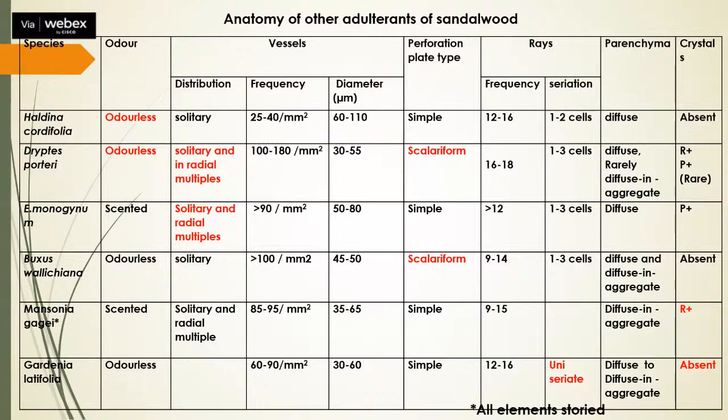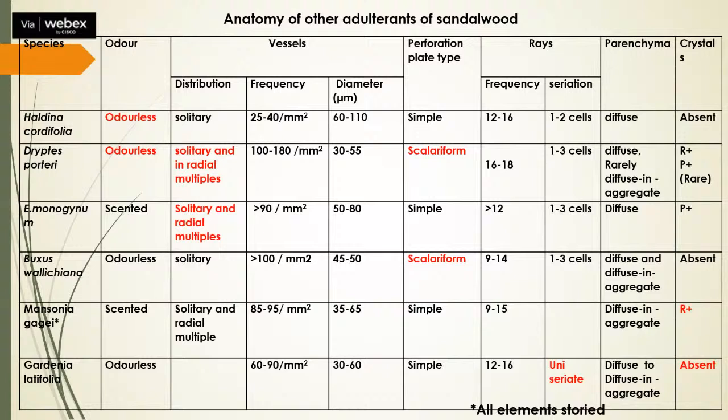In case of Gardenia latifolia, the ray seriation is uniseriate, whereas in other cases it is 1 to 2 seriate. And the location of the crystals plays a major role here. In case of Haldina, Buxus and Gardenia latifolia, there are no crystals, that means crystals are absent in both parenchyma and rays. In case of Erythroxylum monogynum, the crystals are present in parenchyma only. That means in sandalwood also, the crystals will be present only in parenchyma. But Erythroxylum monogynum can be differentiated by the presence of solitary and radial multiples.